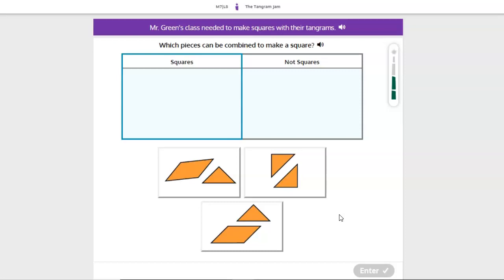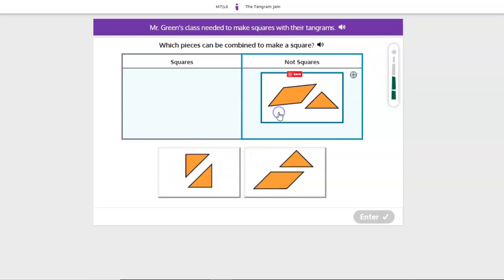Great. Let's think about those attributes for squares. We know that squares have 4 sides, and those 4 sides are all equal. So when we take these pieces and put them together, let's look at our first one. If we take these 2 pieces and put them together, will we make a square? Will we have a shape with 4 equal sides? No, we won't. So this one actually belongs in the not a square category.